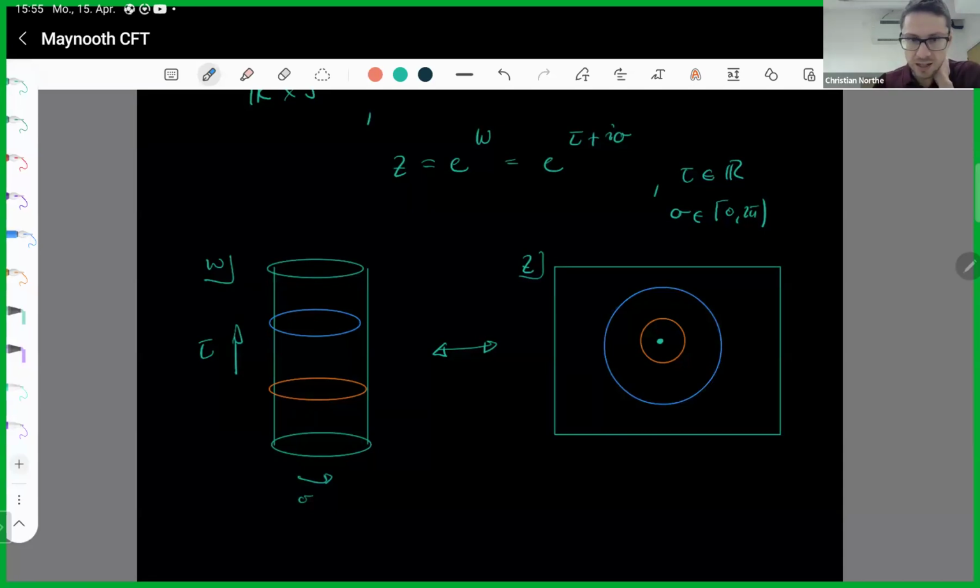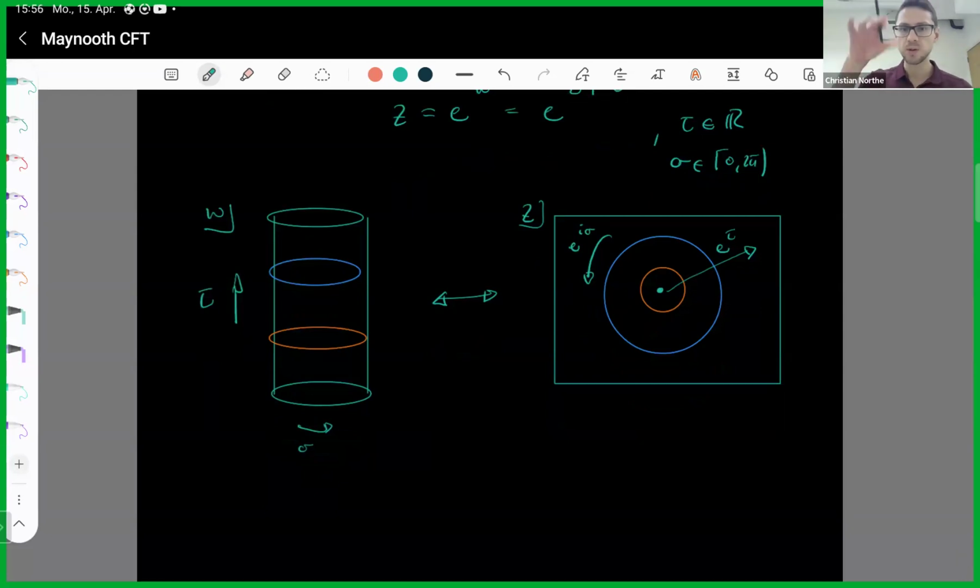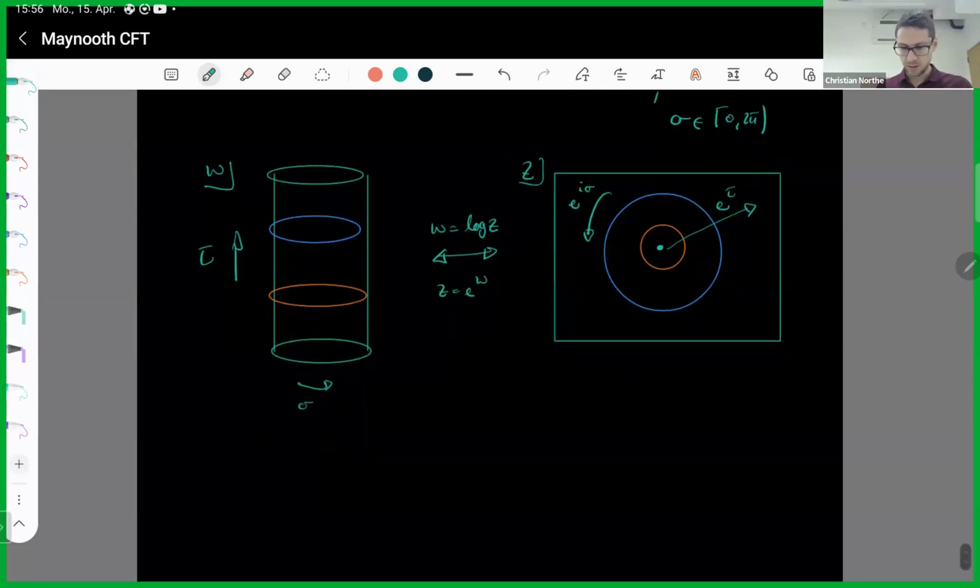So what we're observing here is that time on the cylinder, which flows upward, flows outward radially. It flows outward radially, and it's basically e to the tau. And similarly, e to the i sigma is just the motion on a concentric circle on the complex plane. So on the cylinder, the motion on the S1 is a concentric circle. Is that sort of clear? So in this way, you can take a cylinder and explode it onto the complex plane and vice versa, right? You can undo that. So this is log z, and z is e to the w.